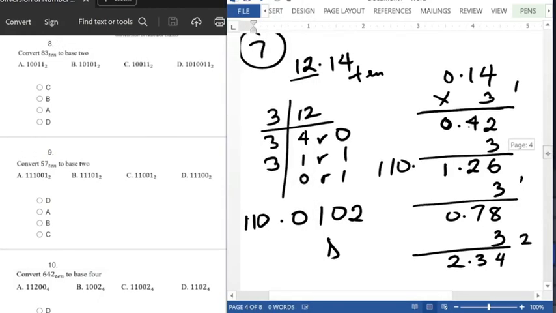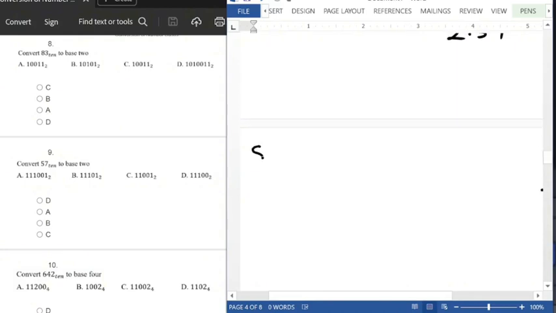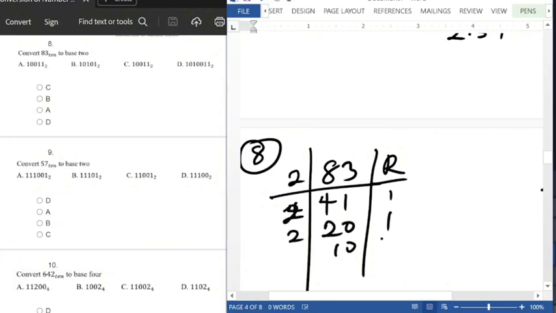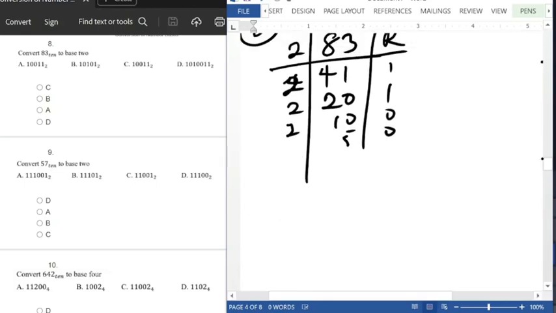For question number 8, convert 83 base 10 to base 2. So we want to convert 83 to base 2. So we have our remainder column here. That is 41, remainder 1. 2 into 41, that is 20, remainder 1. 10, remainder 0. 5, remainder 0. Then 2, remainder 1. 1, remainder 0. 0, remainder 1.